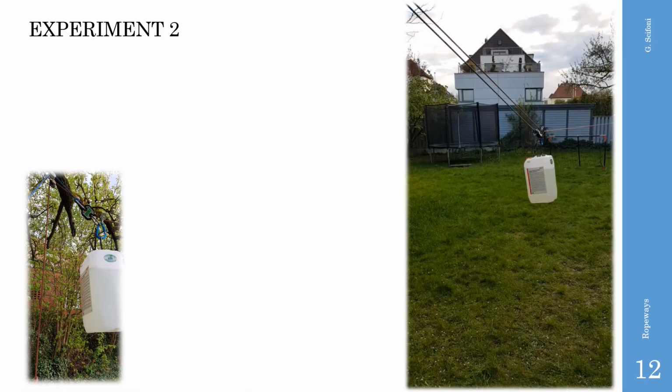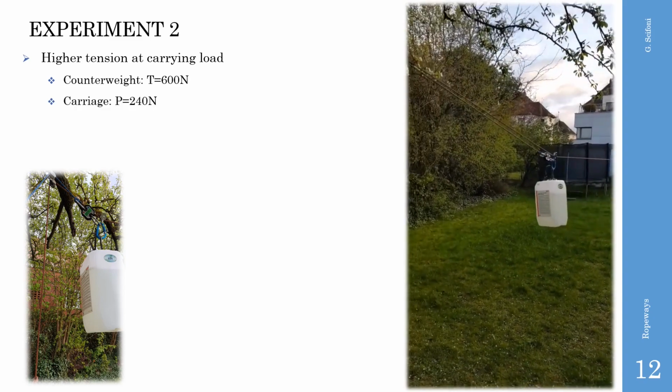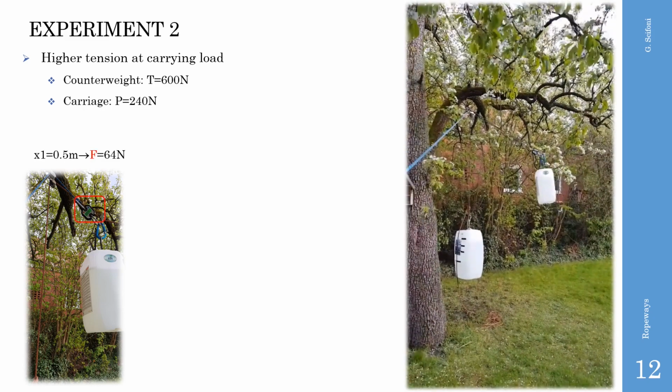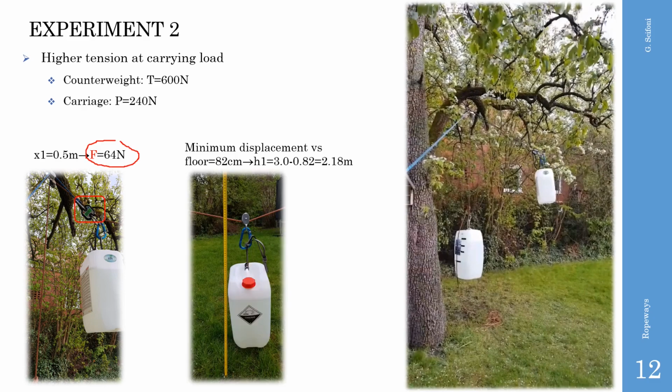In the second experiment, we increase the preload of the carrying rope to 600 Newton. The other parameters stay the same. The hauling force metered at a distance of 0.5 meter from the higher trestle is 64 Newton. Moreover, we want to meter the maximum displacement versus the floor, H1, that turns into 2.18 meter. We could not meter the maximum displacement in the previous experiment because the canister touched the ground.